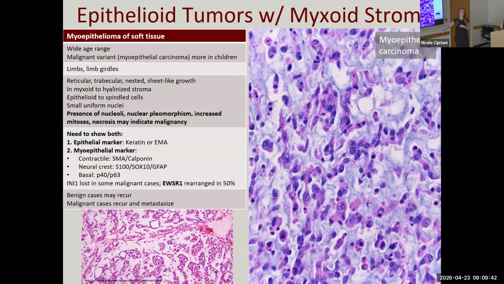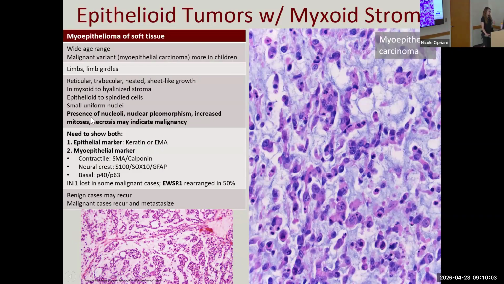Now this is a specific differential diagnostic category, of which there are mainly three. We're dealing with soft tissue myoepithelial tumors, either benign myoepitheliomas or myoepithelial carcinomas, which are defined, right, by the presence of nucleoli, nuclear pleomorphism, mitoses, necrosis, rather than invasion, because these can be circumscribed and still behave malignantly.